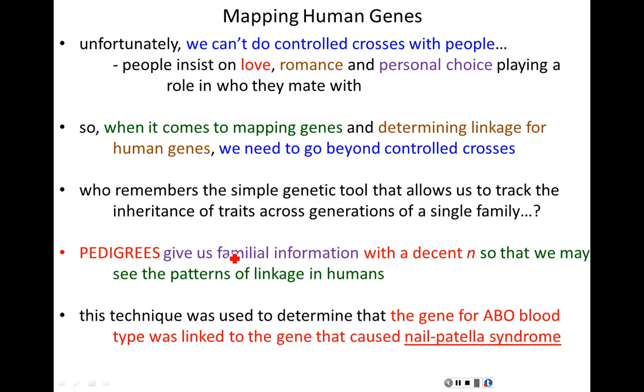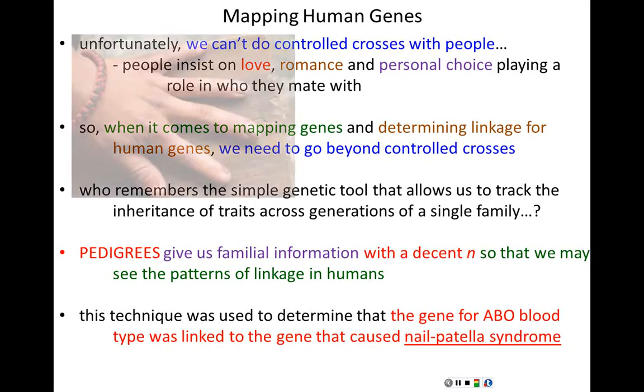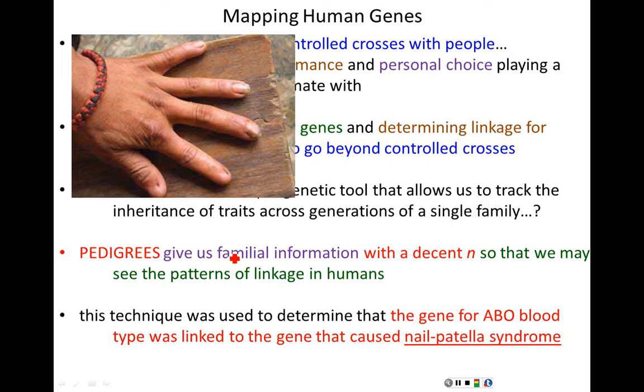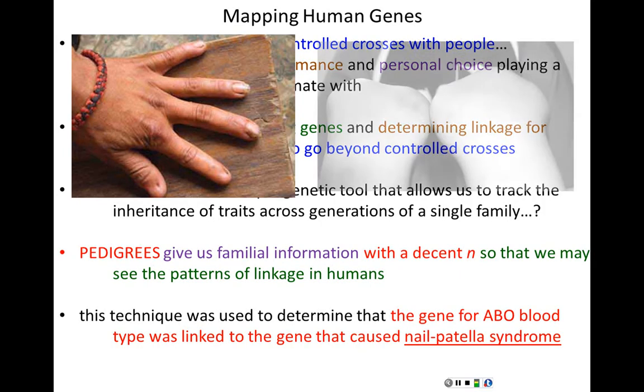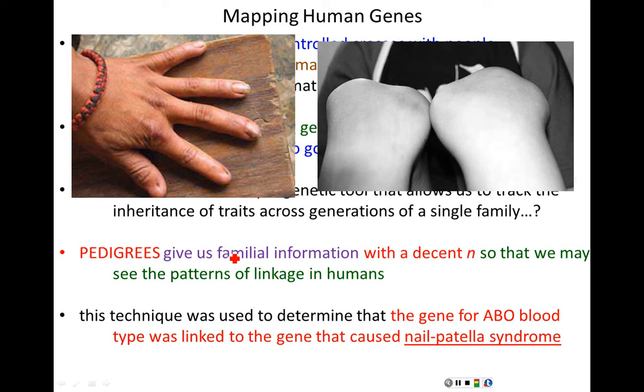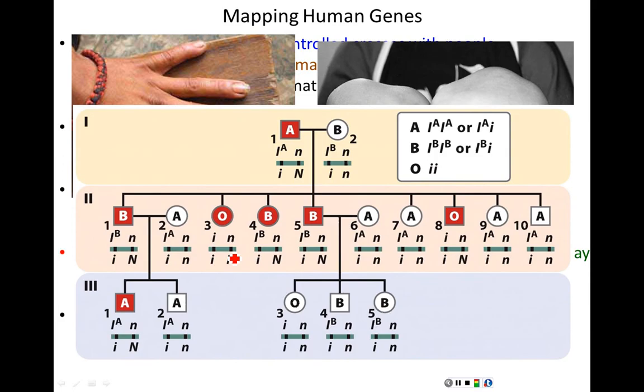so that we can actually see not only the inheritance patterns of traits, but even linkage patterns in humans. This technique was used for real to determine that the gene for blood type, the ABO blood type, was physically linked to a gene that causes a syndrome called Nail-Patella syndrome. This syndrome is rare, but it's real, and it causes fingernails to either grow abnormally or be absent altogether, and individuals also have missing kneecaps. It's autosomal dominant, and this is a pedigree that shows both the transmission of the blood type as well as the Nail-Patella syndrome, because they are linked.